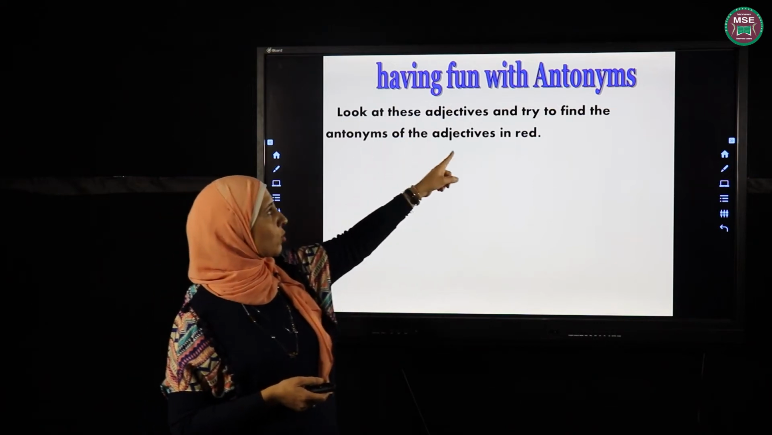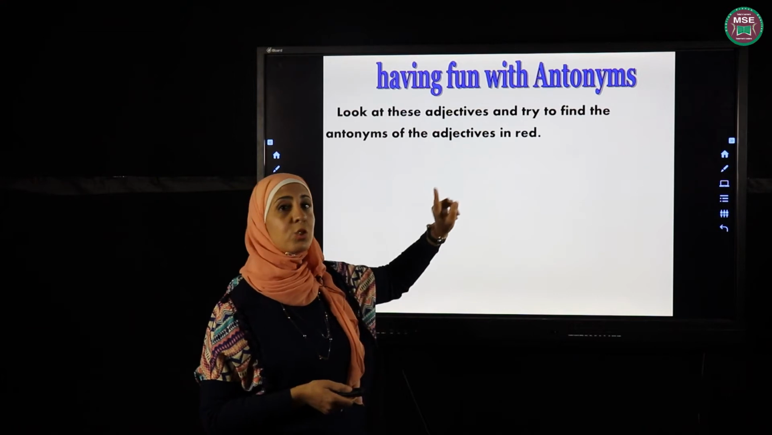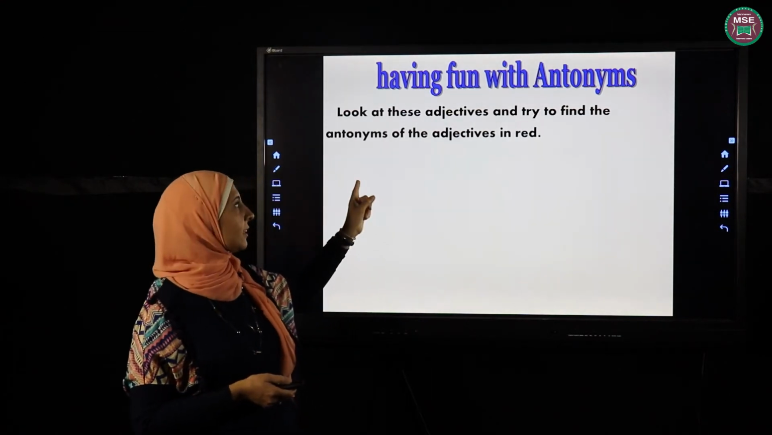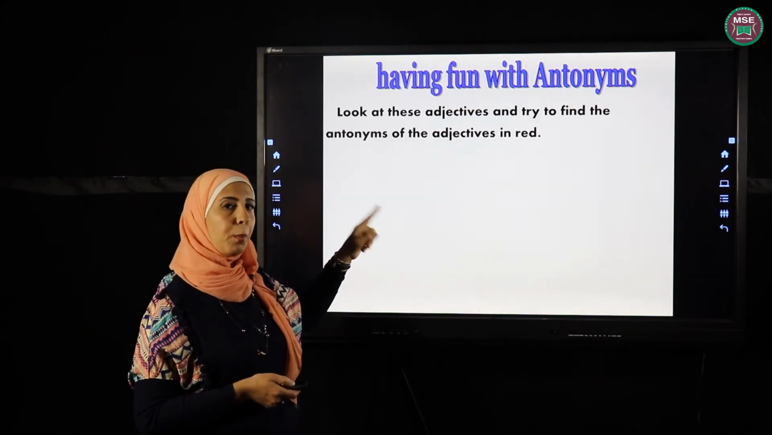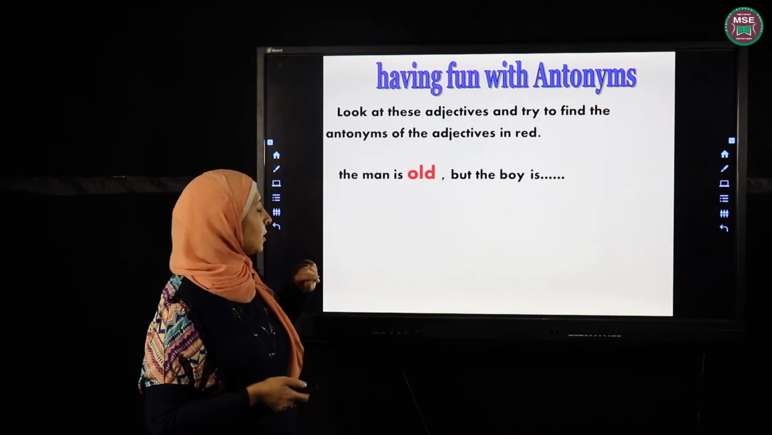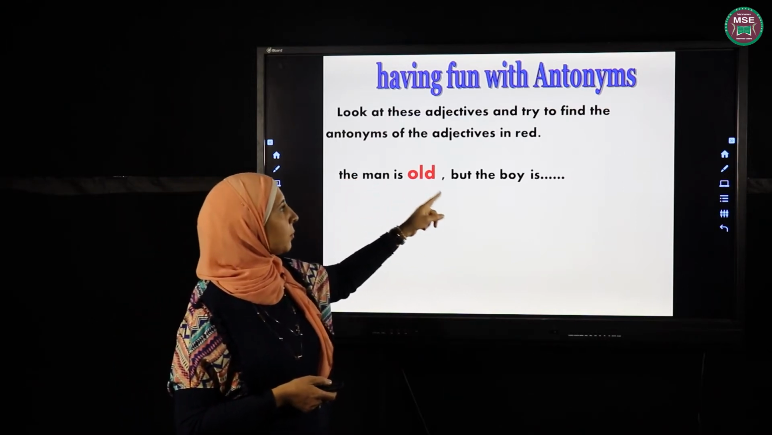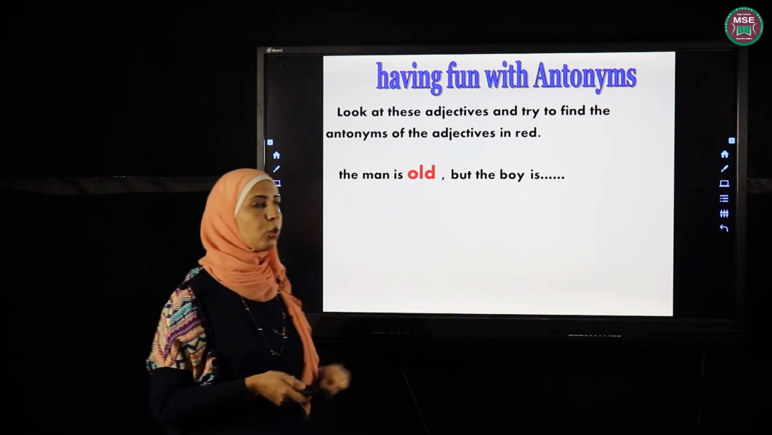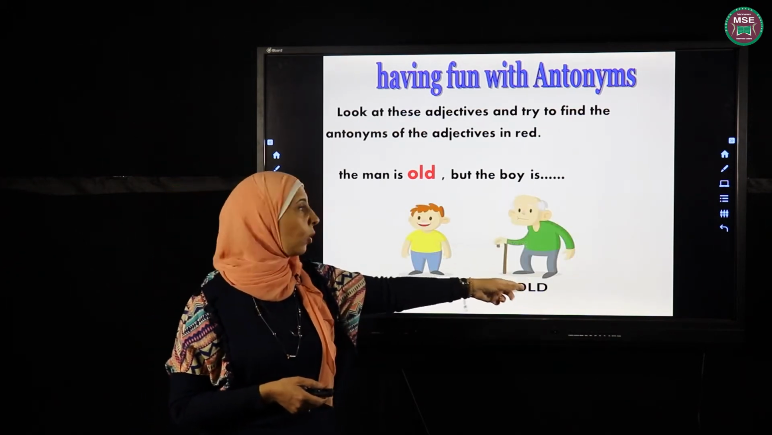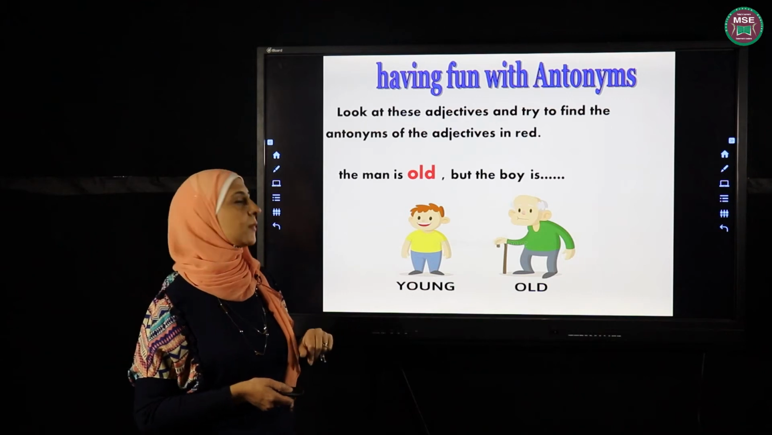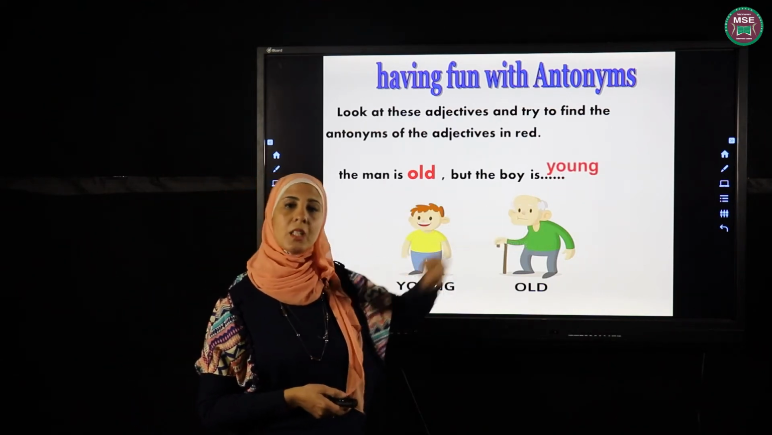Look at these adjectives and try to find the antonyms of the adjectives in red. The adjectives are written in red and you have to find the antonym or the opposite of this adjective. Let's read the first sentence. The man is old, but the boy is... I will show you a picture, it may help. This man is old, but the boy is young. Good job. The opposite of old is young.